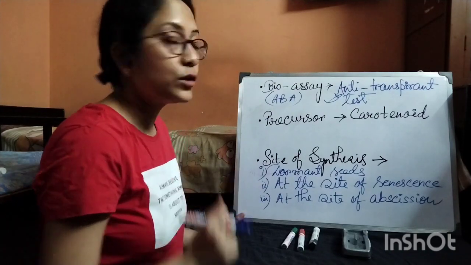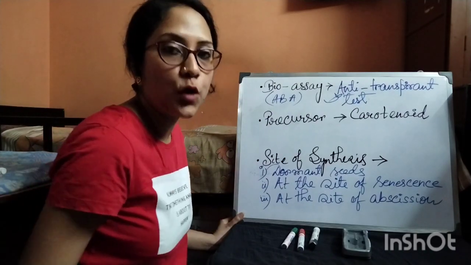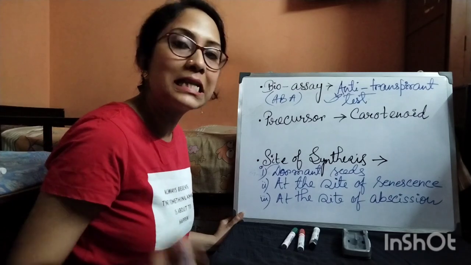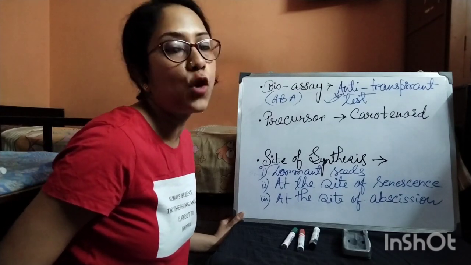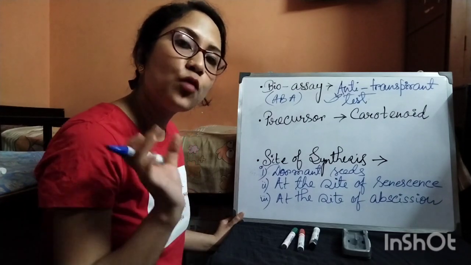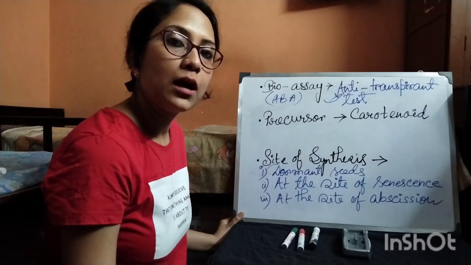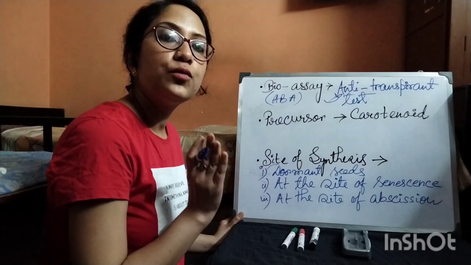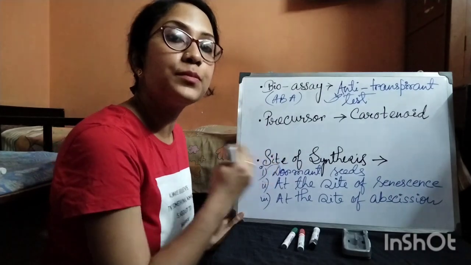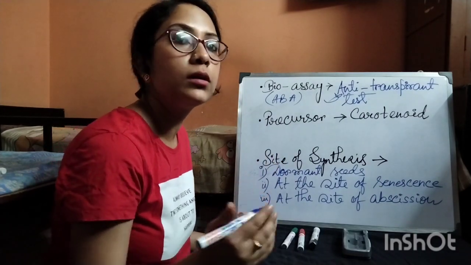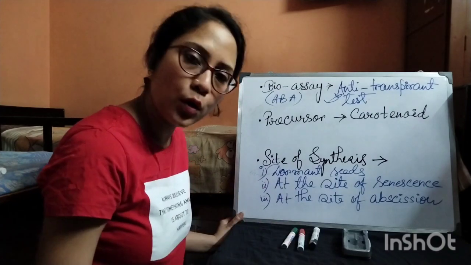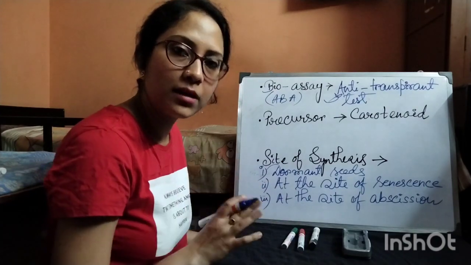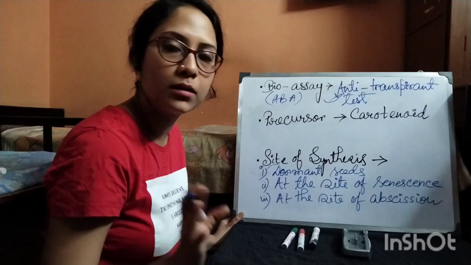Okay, coming to the next part, the precursor molecule. In our previous lectures we have already studied that there is one precursor molecule definitely present for each of the hormones, and from that particular precursor molecule the hormone will get produced. Okay, nothing different from the previous one.